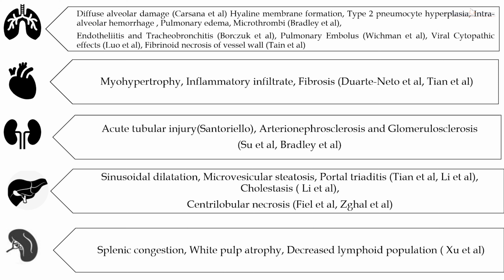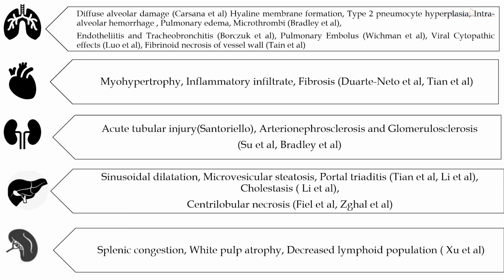Now coming to the findings in the heart, our study showed myohypertrophy, inflammatory infiltrate, and fibrosis, which were also seen in similar studies by Duarte, Neto and Tian. The pathophysiology of cardiac involvement could be direct, because ACE2 is present in the cardiac myocyte, but it could also be indirect due to the inflammatory response, and these patients have underlying cardiovascular comorbidity which should be taken into consideration.